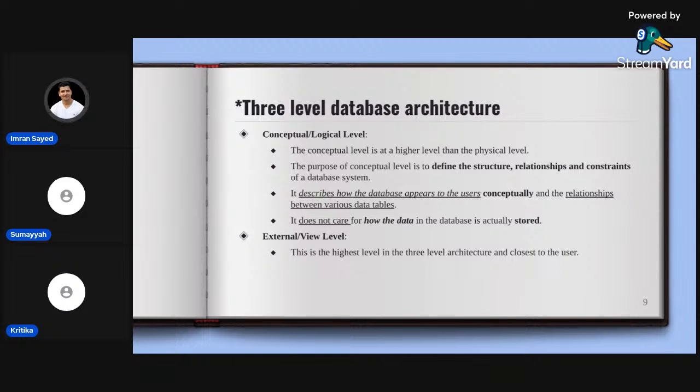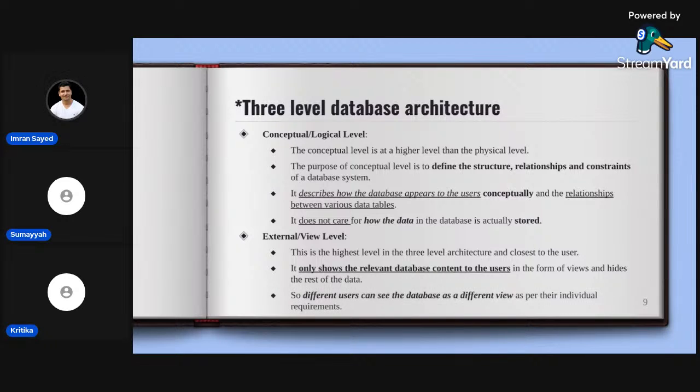The external view is the highest level, closest to the user. It only shows the relevant database content to the user in the form of views and hides the rest of the data. So different users can see the database as a different view as per their individual requirements. It only shows relevant data, and different users see different views.